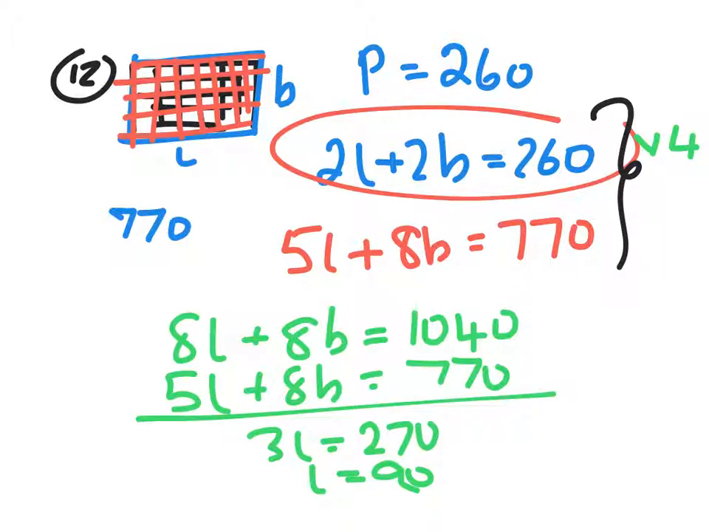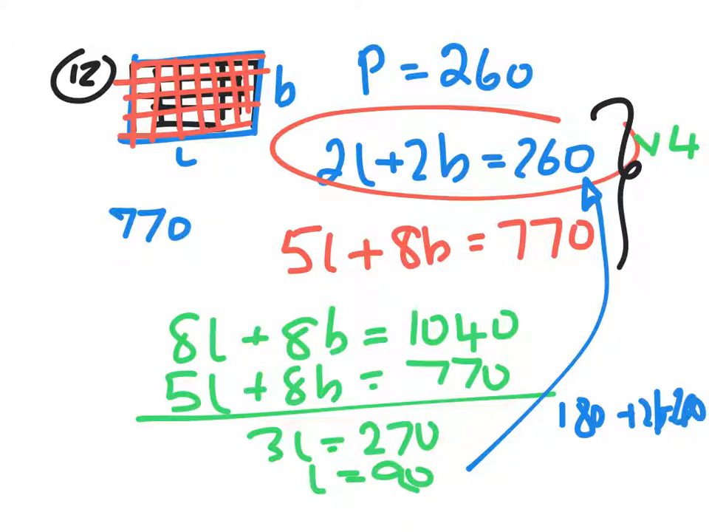If we know that one length is 90, then substituting this back into, let's say, the first equation gives us two L's, two 90s, 180, plus two breadths is 260, which gives us one breadth is equal to 40. So the answer is 90 and 40.